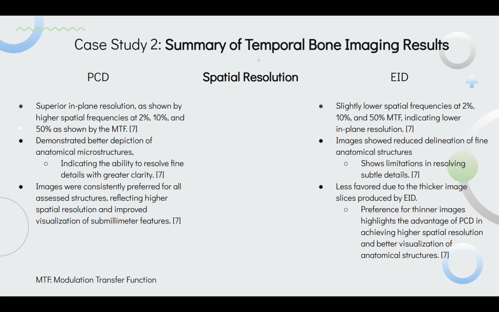And in comparison to EID, as shown by the curve, we receive slightly lower spatial frequencies at those values, which indicates lower in-plane resolution. Images showed reduced delineation of fine anatomical structures, and they were also less favored compared to PCD. The reason was thicker imaging slices, and there was a preference for thinner images throughout the study, due to the values fluctuating depending on thinner or thicker slices of images. And this highlights the advantage of PCD in being able to achieve higher spatial resolution and better visualization.